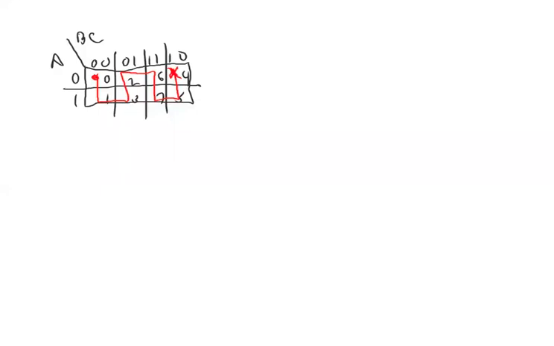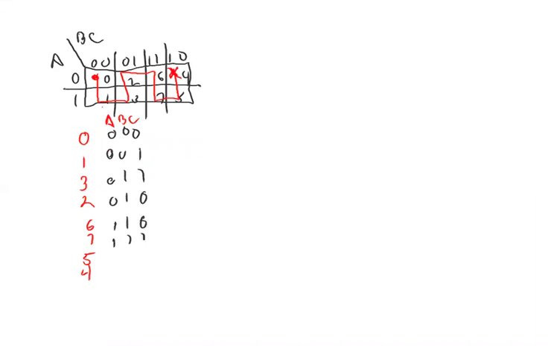So what happens if you write out counting 0, 1, 3, 2, 6, 7, 5, 4, because that's the order in which things are appearing if you snake through the K-map as shown. Write it out in binary, A, B, and C. I will change colors. 000, 001, 011, 010, 110, 111, 101, 100.